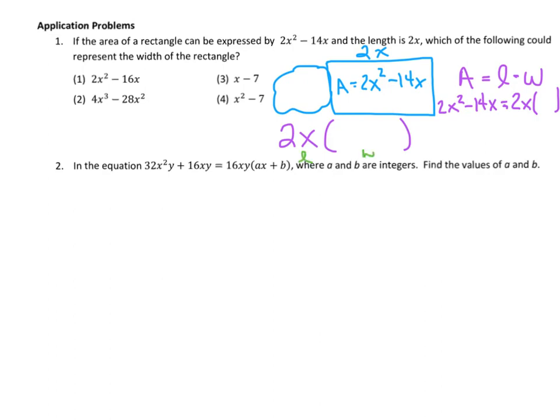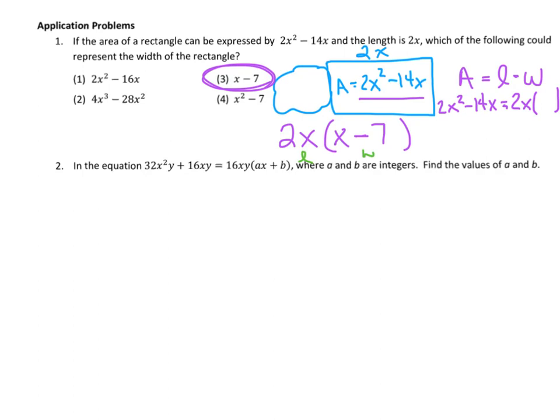Well, if I look at my choices here, which one, when I multiply by 2x, am I going to get back the 2x squared minus 14x? Well, I can kind of factor it out. Isn't that what I'm doing? If I write it as the product of 2 terms, that in fact would be factoring. So here, if I say 2x times what gives me 2x squared? And I would just need the x to go there. Minus 2 times what is 14? 7. My x's match. And so x minus 7 must be my width, which is choice 3. All right, number 2, last one.